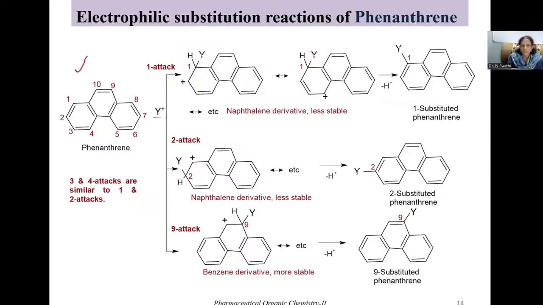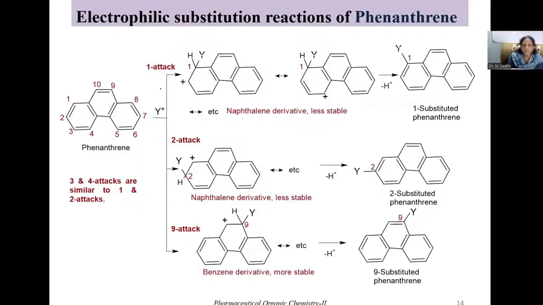So here, first write the structure of phenanthrene and show all the possible attacks. 1 attack, 2 attack, 3 and 4 I have not given because you can write them similar to 1 and 2 attacks. You will be getting similar types of products. Because the 9th attack is different, I have shown it separately.